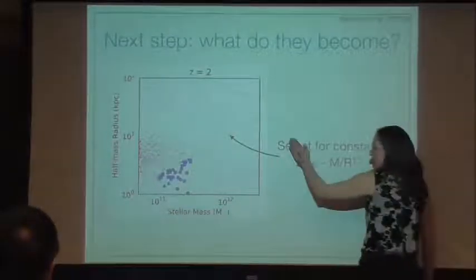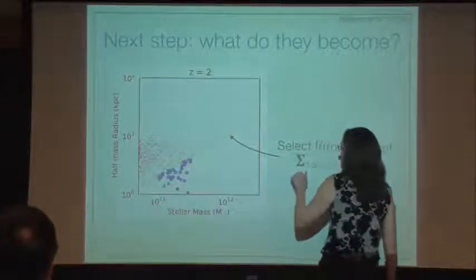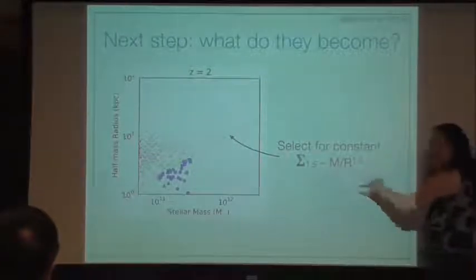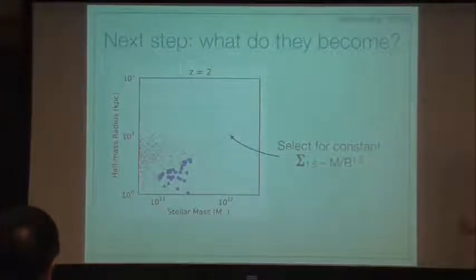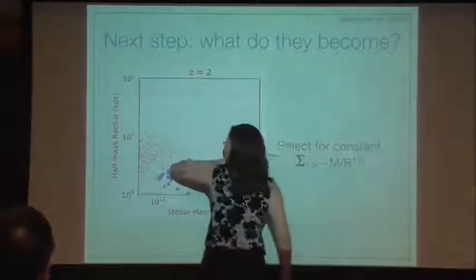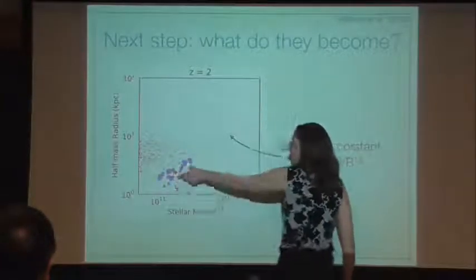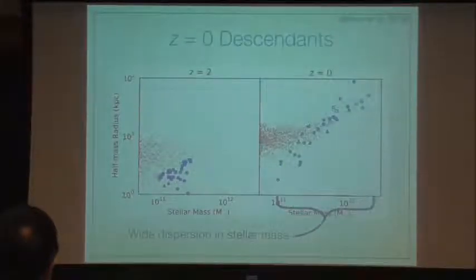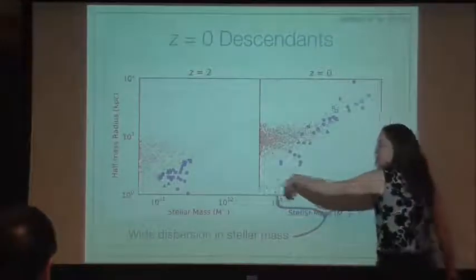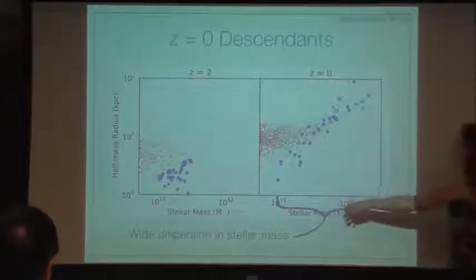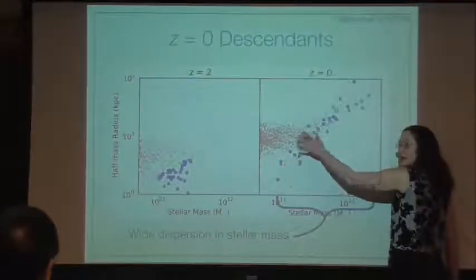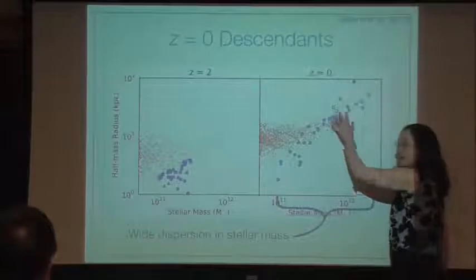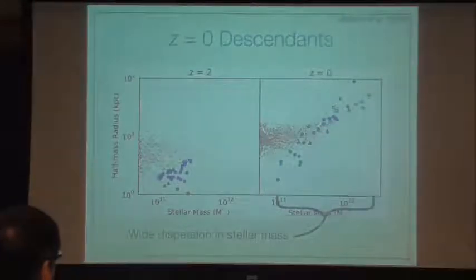Now what I'm doing is I'm drawing a line across the mass size plane here on this sigma 1.5, which is sort of a surface density criterion. And because I've sort of shifted my criterion up a little bit on the higher mass end, it also increases my sample size. So the punchline answer to the question, what do these galaxies become at low redshift, is that they become everything. In the intervening 10 gigayears between redshift 2 and redshift 0, some of these galaxies gain almost no stellar mass, and some of them gain an order of magnitude in stellar mass, and they really spread out over this whole massive galaxy sequence.